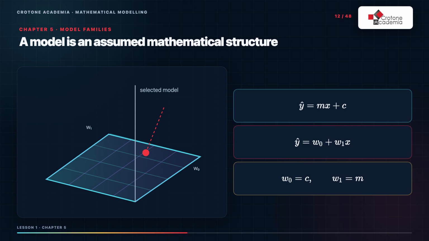This equation does not describe one particular line until values are selected. It describes the family of all straight lines. 2 plus 3x, 10 minus x, and the constant 5 all belong to this family. The constant function appears when the slope is 0. A model family is the collection of relationships produced by varying the parameters. One particular parameter choice selects one particular model.